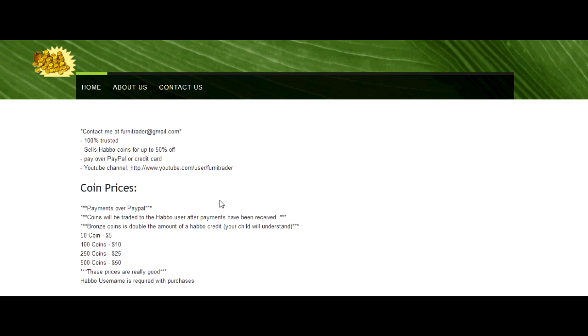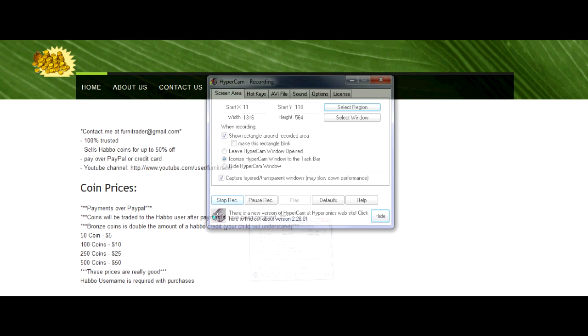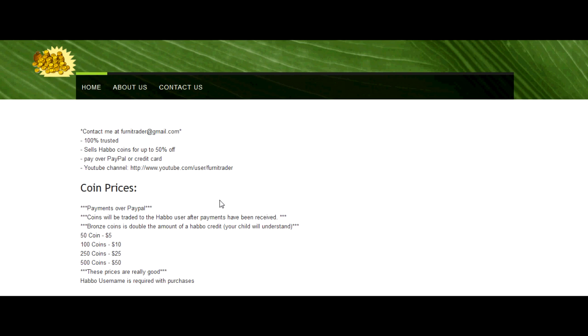I'm 100% trusted. I wouldn't scam anyone in real life. That's just wrong, okay? I sell my coins up to 50% off. Up to, okay? Not everything's 50% off. But judging from the websites I saw, they sell for 7 to 10. So, pay over PayPal. That's the only way, unfortunately. Sorry. You guys probably checked out my YouTube channel already.